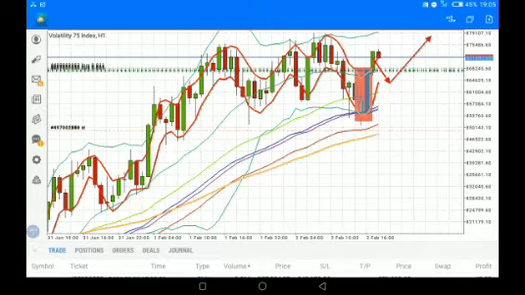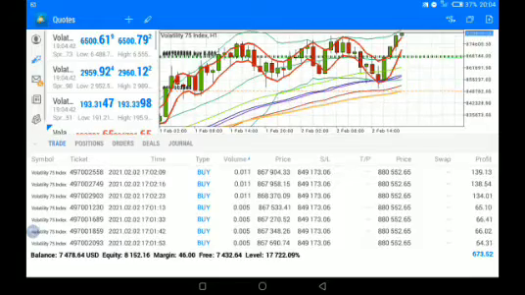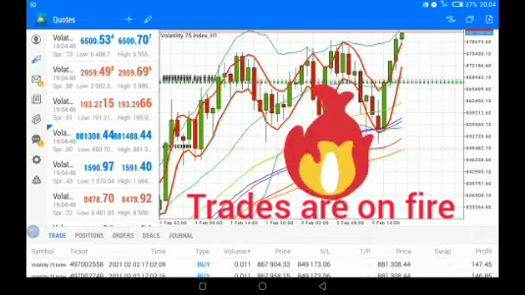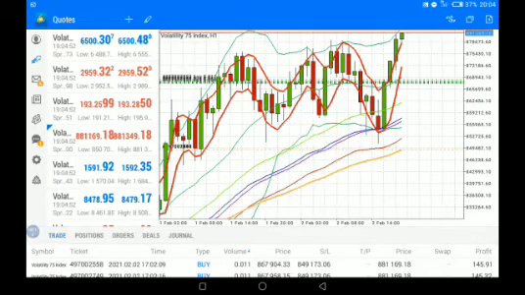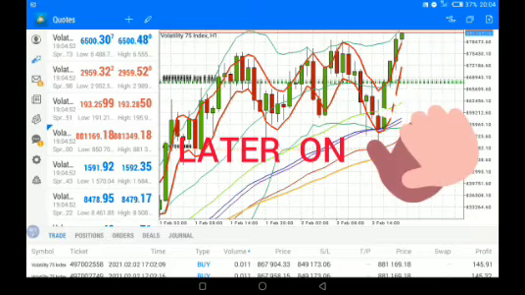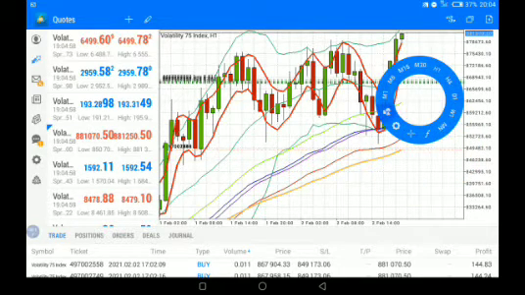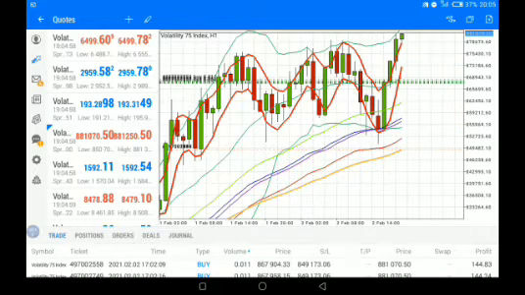I'll pause this video right here and resume in a bit to show you the progress of this trade. You can see what my account and the trades look like now. I believed price will break resistance.